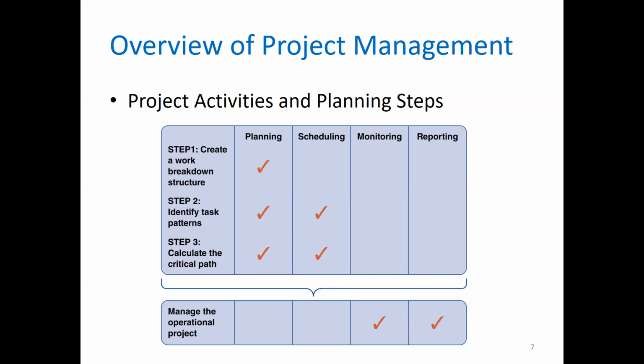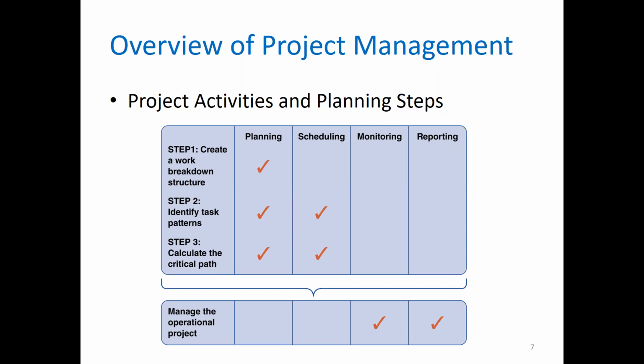So, an overview of project management. Now we'll look at some of the things that a project manager might do in the planning, scheduling, monitoring, and reporting phases. Most preferably, you're looking at your very first row. You have 4 steps, and these 4 steps are very important in the very initial phases of your project development. Step 1: create a work breakdown structure. The work breakdown structure is generally done in the planning phase.